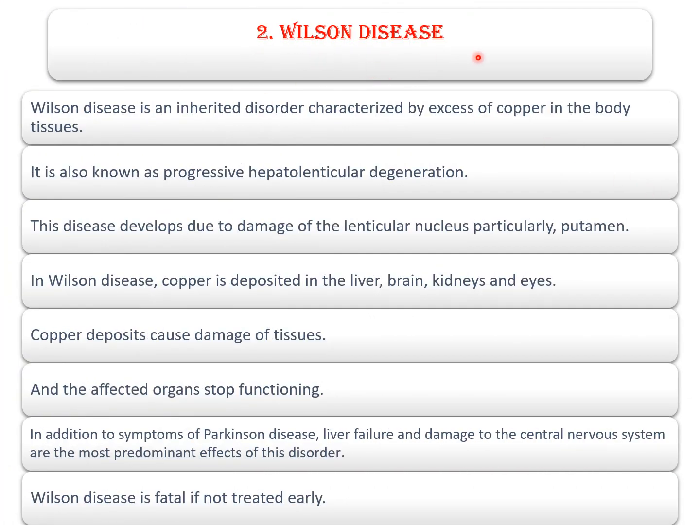Second is Wilson's disease. So Wilson disease is an inherited disorder characterized by excess of copper in the body tissue. It is also known as progressive hepatolenticular degeneration. This disease develops due to damage of the lenticular nucleus, particularly putamen. In Wilson disease, the copper is deposited in the liver, brain, kidney and eyes.